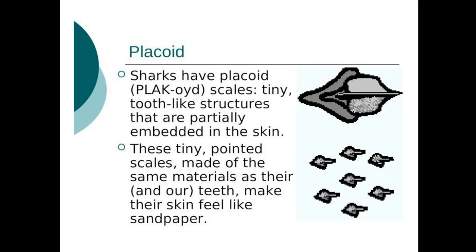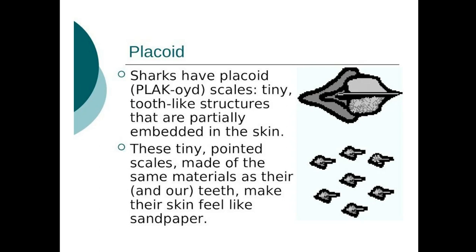It looks like that. Shark has a placoid scale, a tiny tooth-like structure. Here, part of that is embedded in the skin because it has to pierce through the epidermis. Part of that is embedded in the skin, and only the pointed spine comes out of it. This is a tiny pointed scale. As I have told you, it is made up of the same material as our teeth.